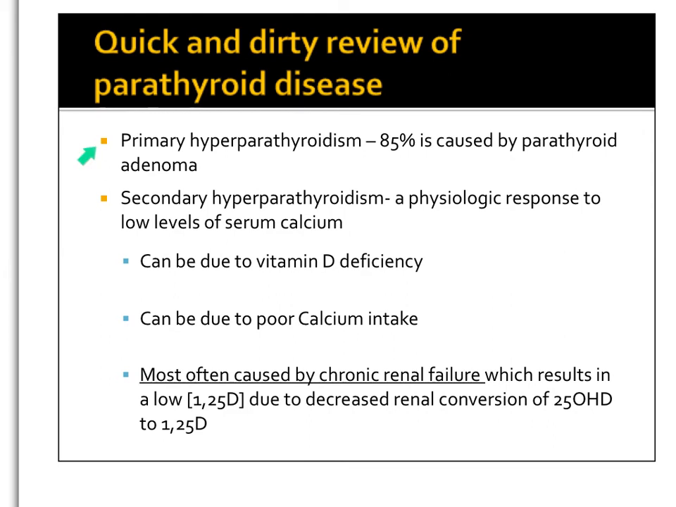Primary hyperparathyroidism, about 85% of that is caused by a parathyroid adenoma. All right? Secondary hyperparathyroidism is usually a physiologic response to low calcium. And this can be due to vitamin D deficiency, or it could be due to just poor calcium intake. However, it's most often caused by chronic renal failure, which results in our inability to convert vitamin D to its active form. If we don't have active vitamin D, then we can't help pull calcium into the gut. So that's important to understand that concept. So most often caused by chronic renal failure.